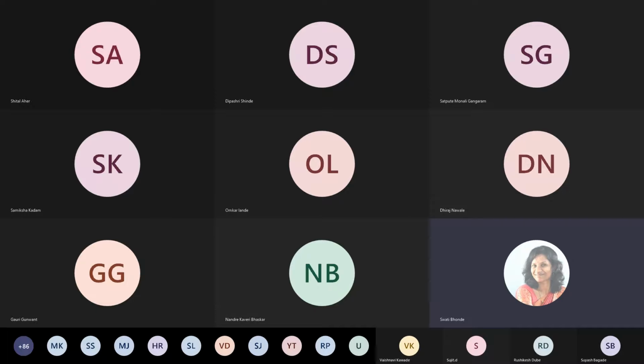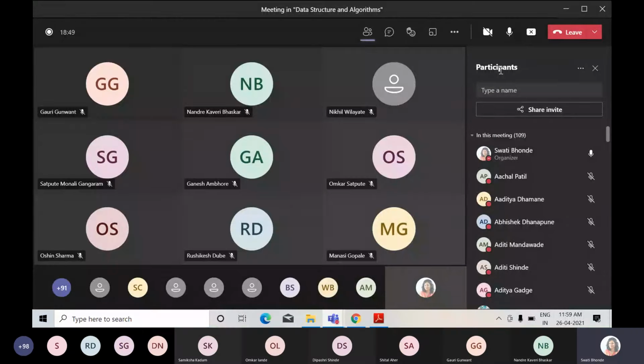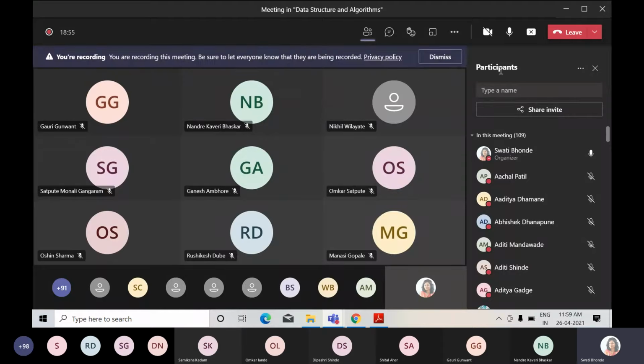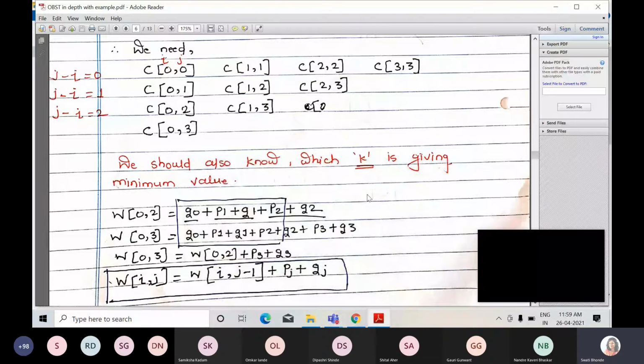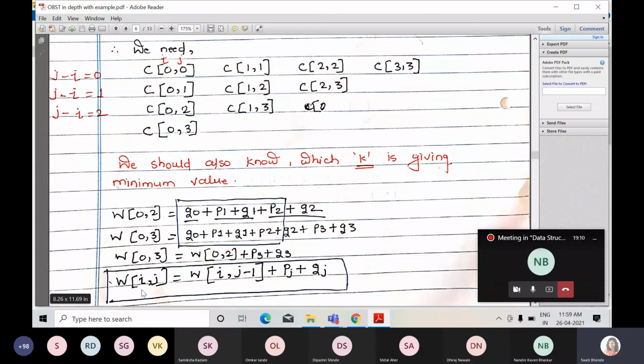C of i, j is equal to the minimum of C of i, k minus 1 plus C of k, j. So you will find who is minimum, and later on W of i, j will be added. So that is for cost. How is weight calculated? W of i, j equals W of i, j minus 1 plus Pj plus Qj. So P is the probability of successful search, Q is the probability of unsuccessful search.